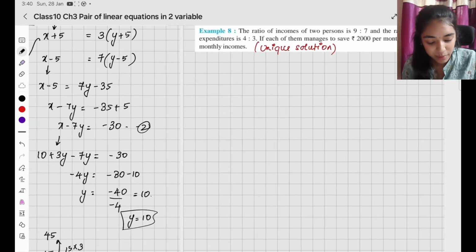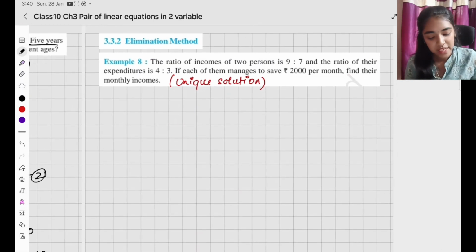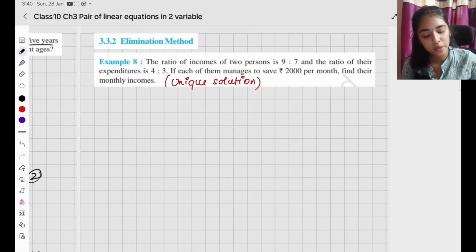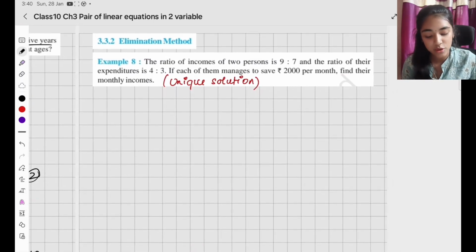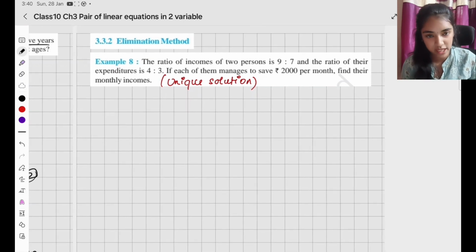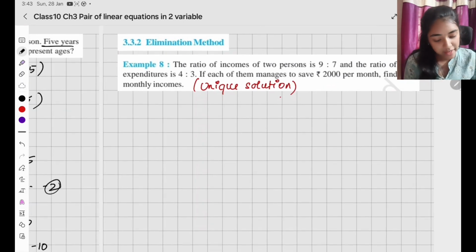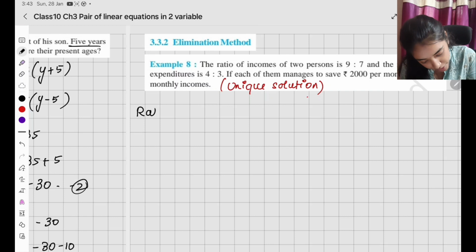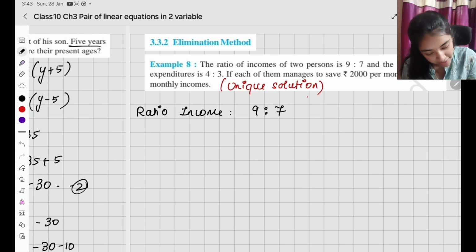Okay, so இப்போ elimination. The ratio of income of two persons is 9:7 and the ratio of their expenditure is 4:3. First equation என்னன்னு எழுதிக்கலாம். So we have ratio of income. Okay, so இப்போ ratio of income is going to be 9:7 and expenditure na enna, it is going to be their expenses. So expenditure is going to be 4:3.